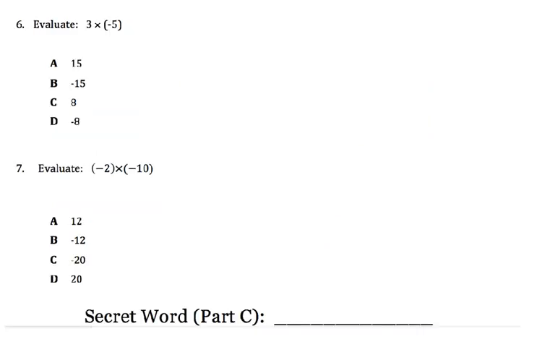All right, and then 6 and 7, super quick, as long as you remember the song and the multiplication rules. 3 times negative 5, different signs. I'm getting it's negative. 3 times 5 is 15, and I keep it negative. For number 7, we're multiplying a negative times a negative. Since both the factors are negative, they have the same sign, the answer is going to be positive, and 2 times 10 is 20. So we get positive 20.